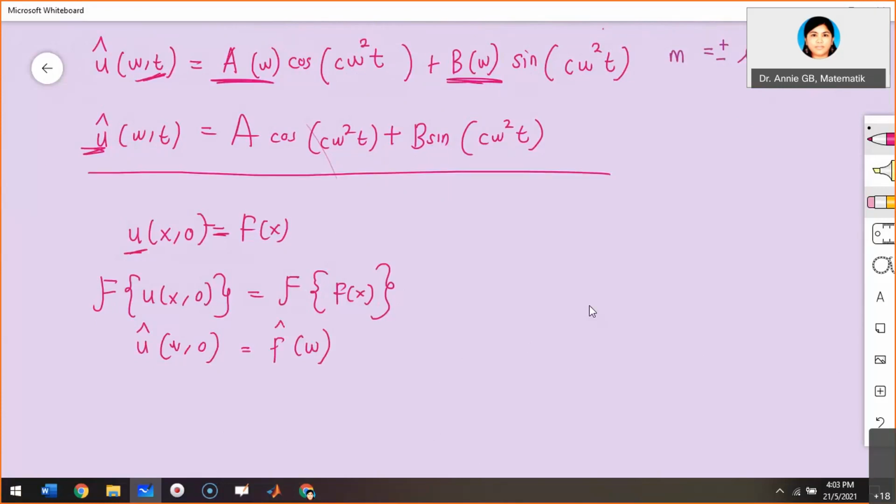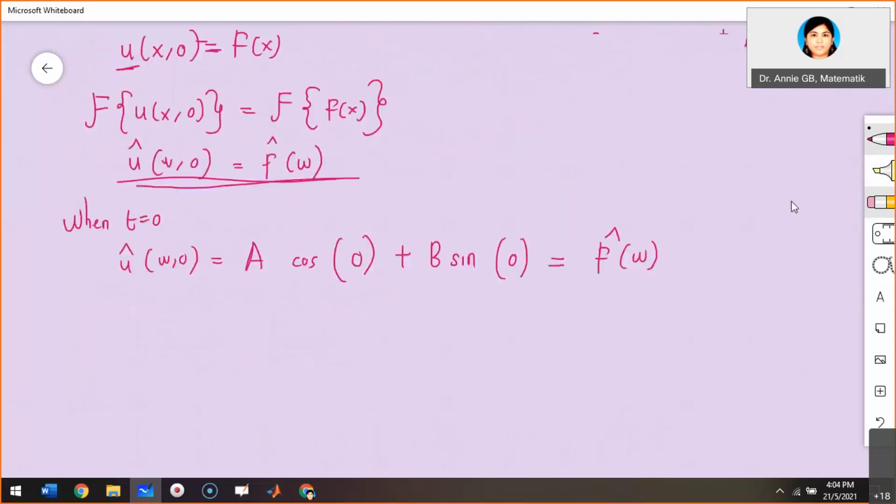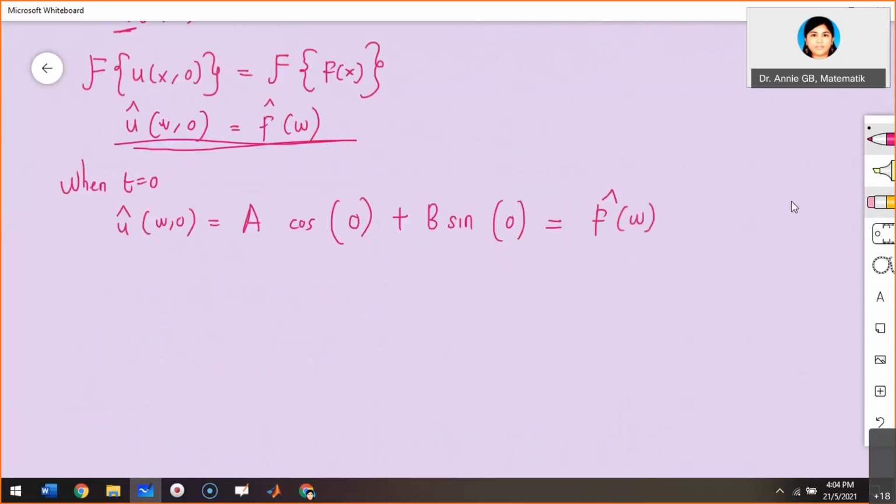Okay, now kita boleh apply pada kita punya solution. So what happen when t equals to 0? When t equals to 0, kita ada u hat (omega, 0) equals A cos (t saya 0) plus B sin (t saya 0) sama dengan f hat omega. Ya, condition saya bila t saya 0. Okay, sin 0 is 0, cos 0 is 1. So what is A? My A with respect to omega is f hat omega.